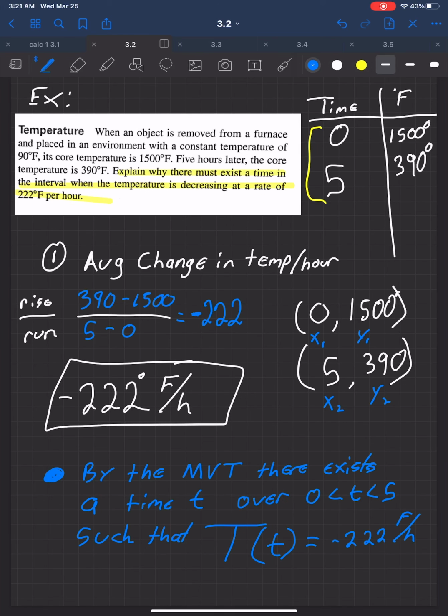Fahrenheit per hour. I understand that you're not used to answering a math question with a paragraph, but you're basically just saying, look, the mean value theorem guarantees it. I don't know what time. It could have been an hour later or 2 hours after you put this item on the table. But there was a time somewhere in there where the temperature was dropping at 222 degrees Fahrenheit for every hour.